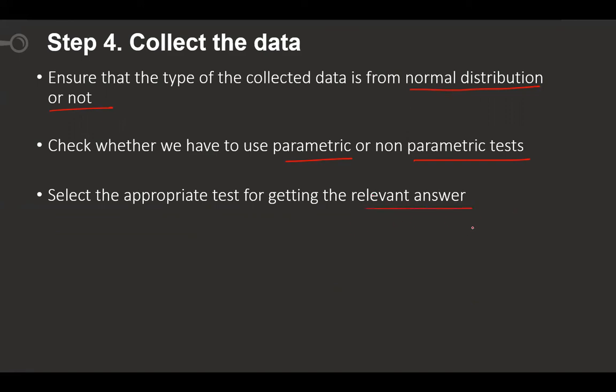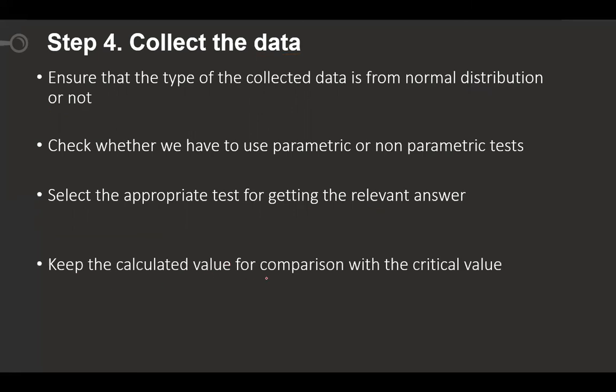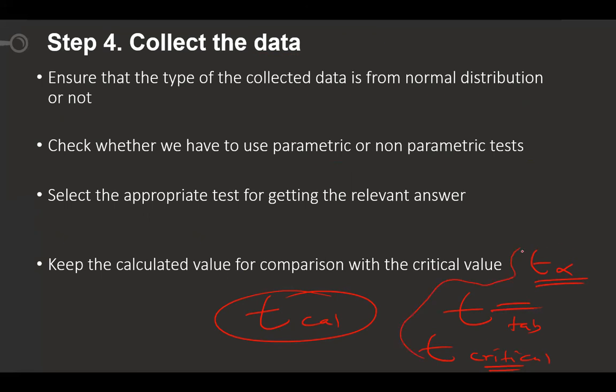The t-test, f-test, and ANOVA have some conditions. Whether my data comes under those conditions, then I will use the relevant statistical test. Once the test is done, keep the calculated value for comparison. When I do a t-test, I'll call it t-cal. Then I'm going to compare it with t-tab, or I'll call it t-critical, or t-alpha. T-alpha, t-tab, or t-critical are all the same. These are all from the table. It is a predetermined, pre-calculated value. I'm going to compare my calculated value with this. That's what you have to remember.